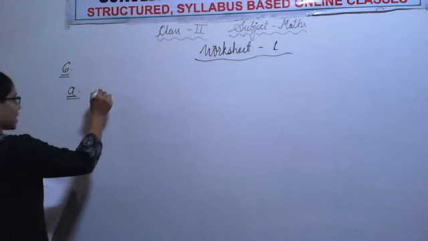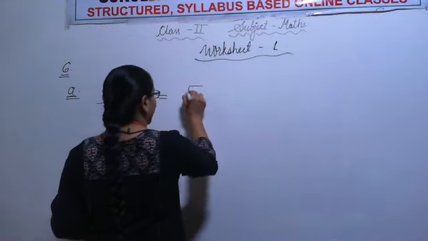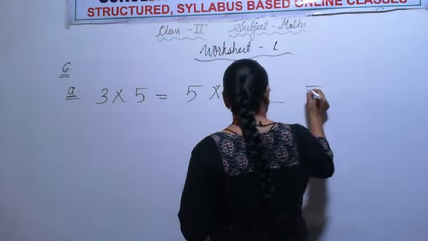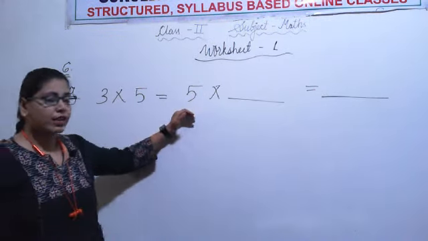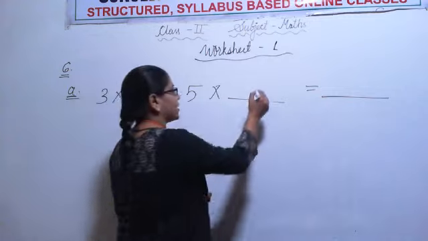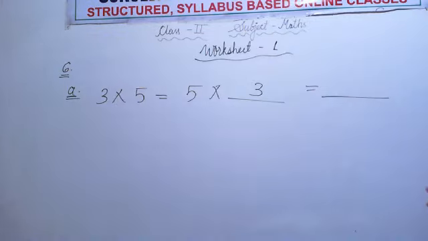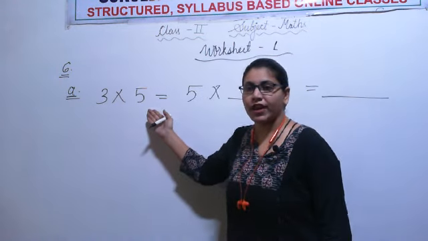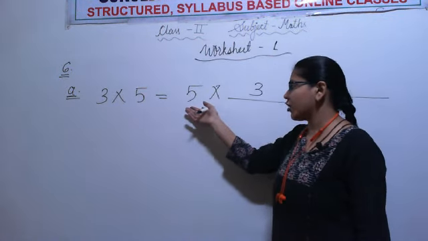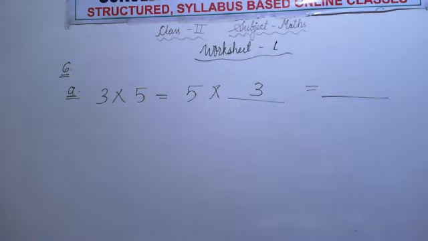Part A is 3 into 5 is equals to 5 into blank is equals to blank. So by the order property, 3 into 5 is equals to 5 into 3. Here we will write 3, and here we will write the product or answer. So 5 3s are or 3 5s are. If you remember the table of 3, you can do 3 5s are, or if you remember the table of 5, then you can do 5 3s are. So 3 5s are or 5 3s are is 15.